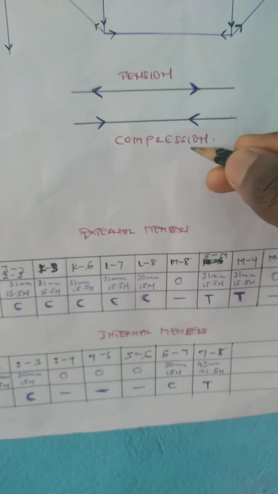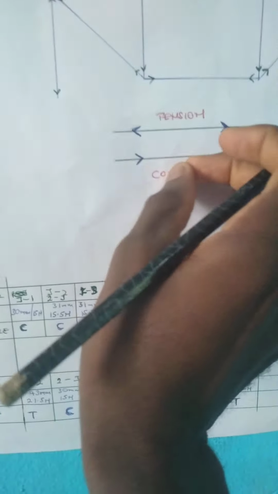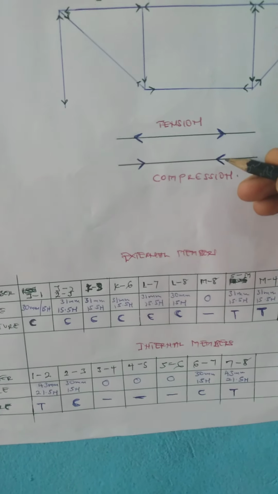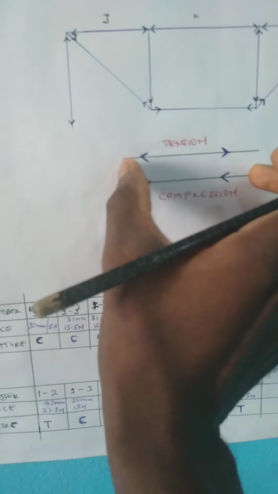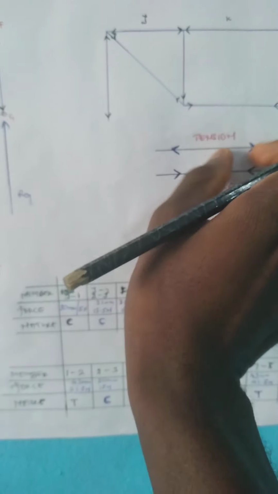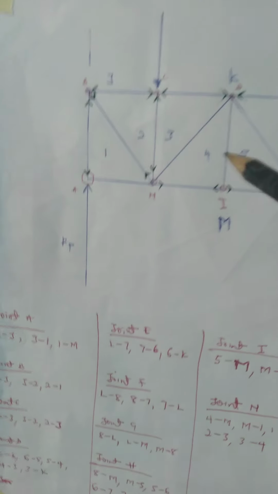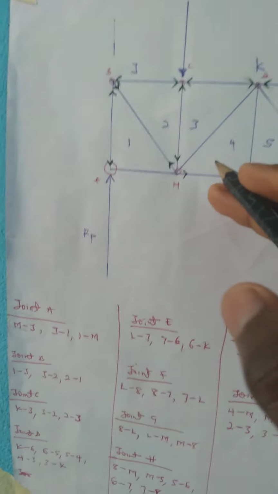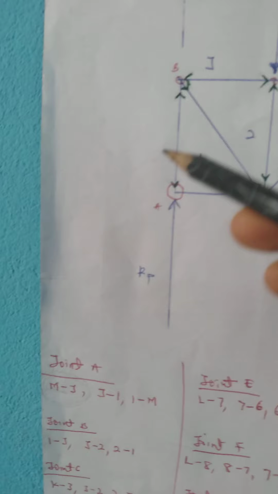In compression, it is actually compressing the member. So this is how the direction of the arrows will move to indicate that the member is being compressed. This indicates that the member is being stretched, the member is in tension. But this definition that we know is the opposite when we come to determination of the nature of forces in members. Let me give you an example.